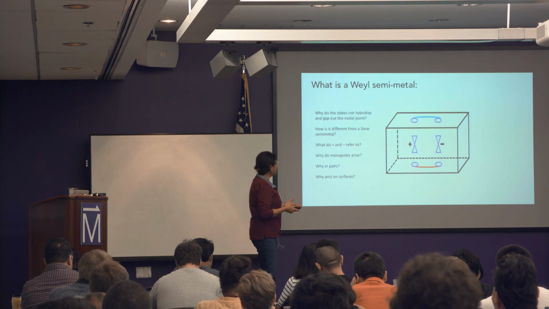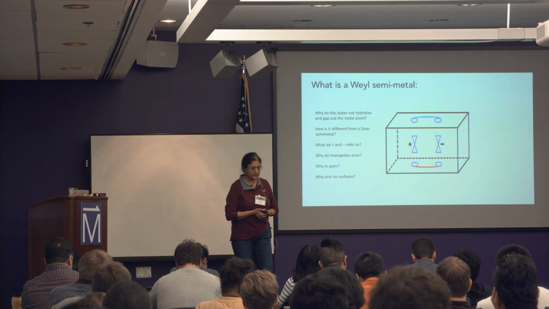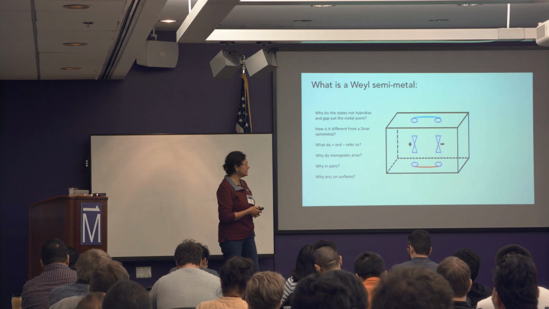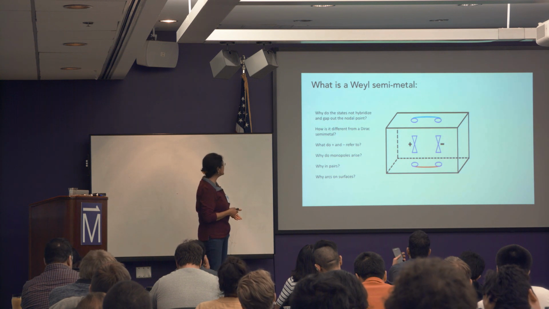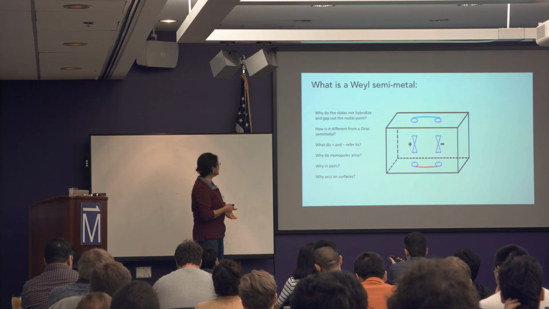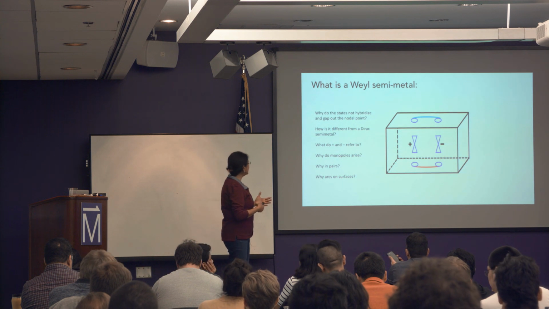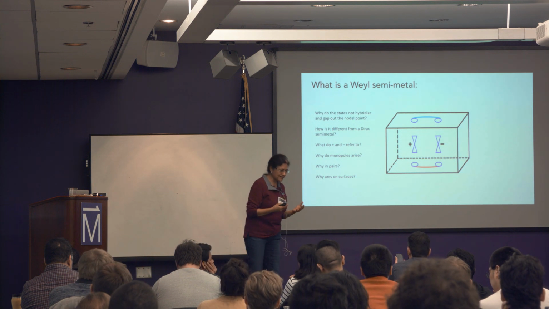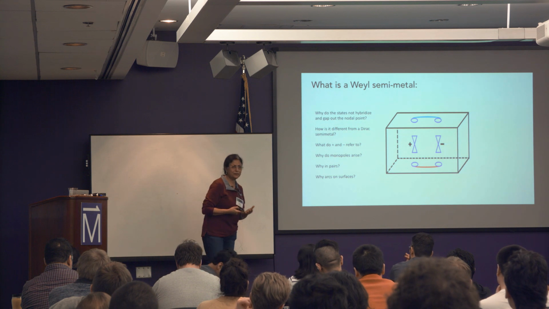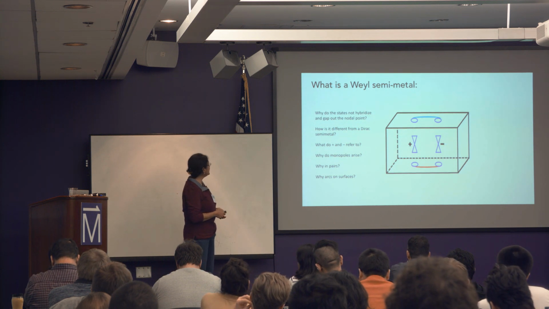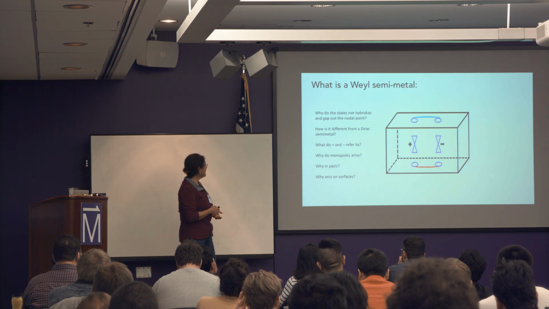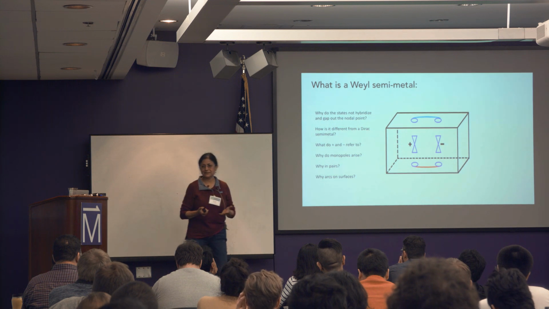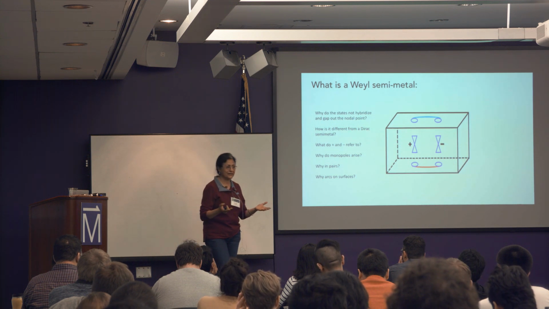Okay, so I noticed that Stratos gave a couple of talks and you have heard quite a lot about Weyl semi-metals. This is a caricature picture here. And going into it, I think it's always useful to ask questions that bubble up in your own mind. So for me, the first question was, when you have degenerate states, why are they not hybridizing and opening up a gap? That's the first question that might come to your mind.